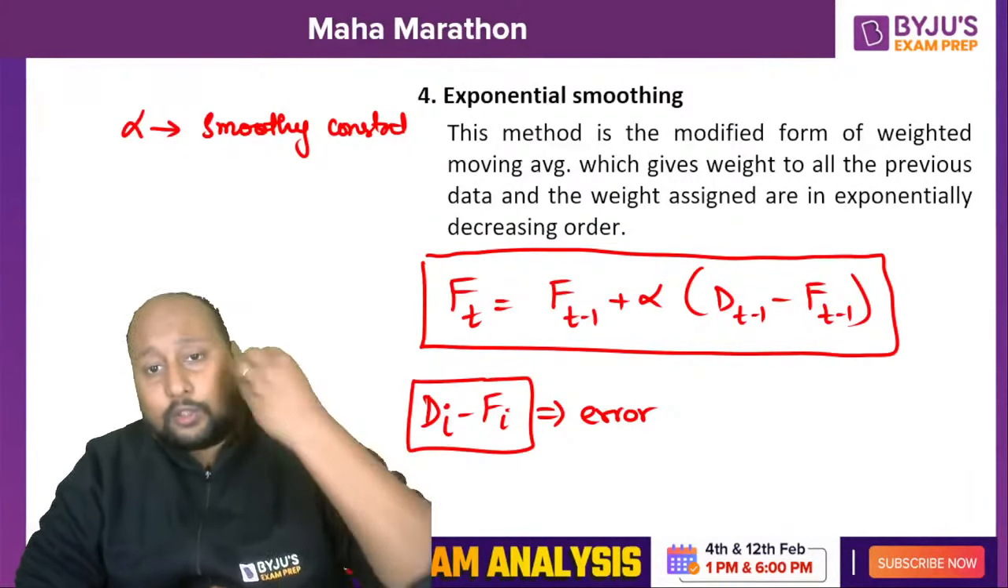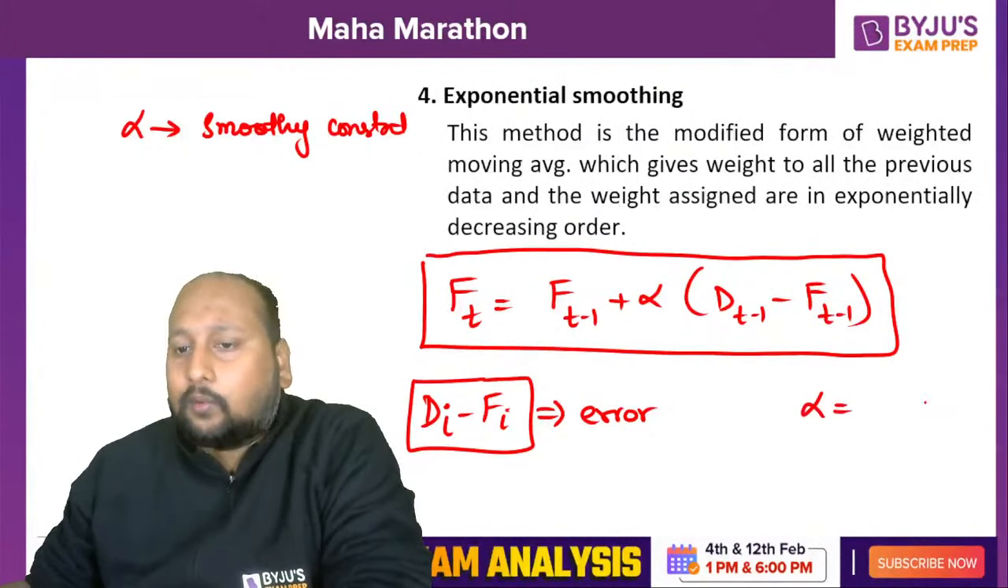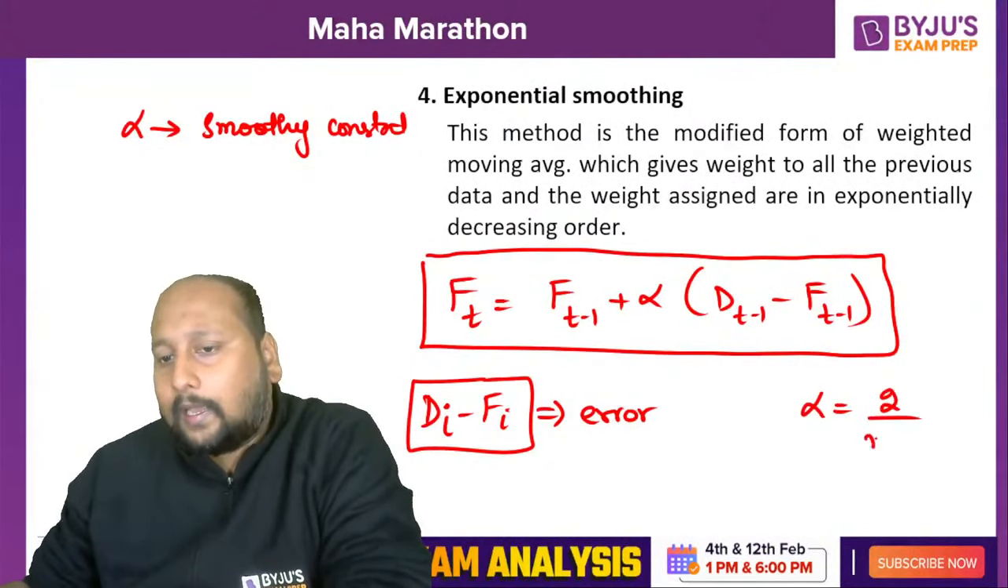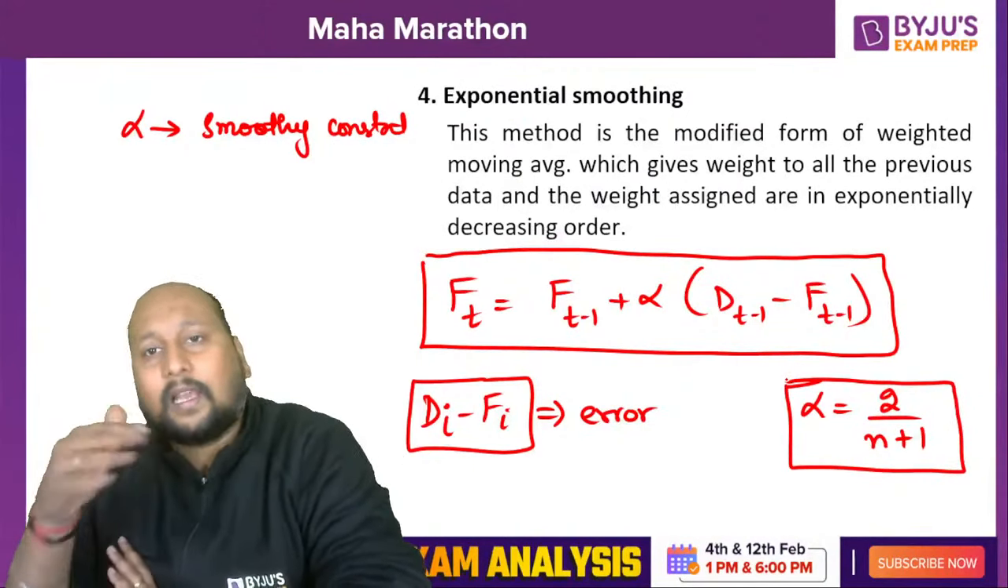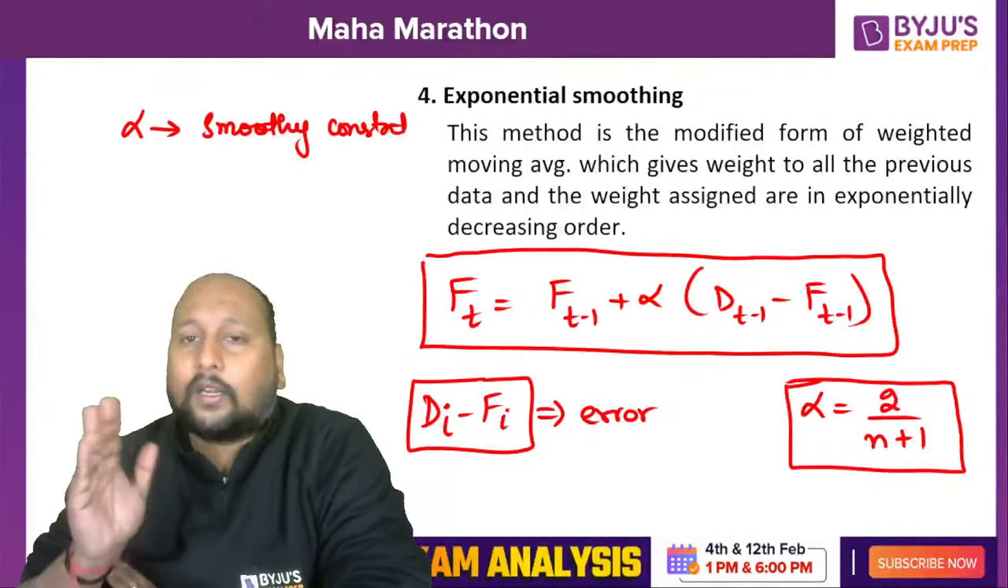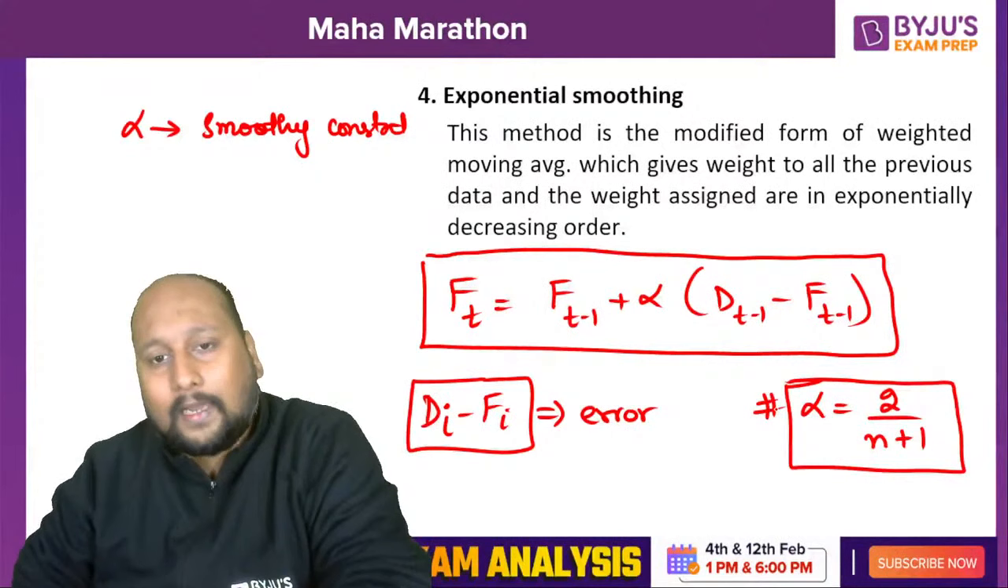And if a question does not mention the value of alpha, then we can use 2 upon n plus 1. By using this formulation, we can calculate the smoothing constant. If they're giving the value, then it's okay. If they're not giving it, then you have to use this formulation of the smoothing constant as 2 upon n plus 1.